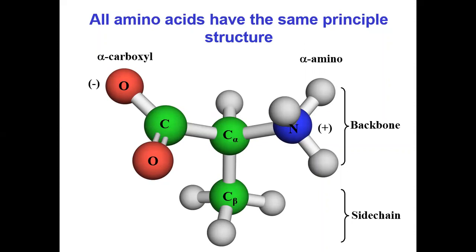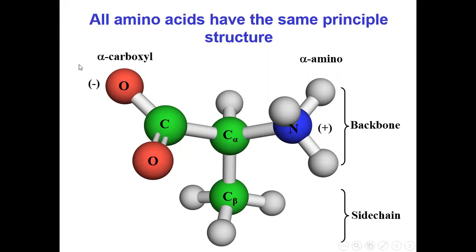So here, we can see the chemical structure of an amino acid. And as the name implies, all amino acids contain an amino group, which is positively charged in its free state, and a carboxyl or acid group, which is negatively charged. Both groups are attached to a central carbon atom, which we called C-alpha or alpha carbon. And therefore, the amino and the carboxyl group are referred to as alpha amino and alpha carboxyl.